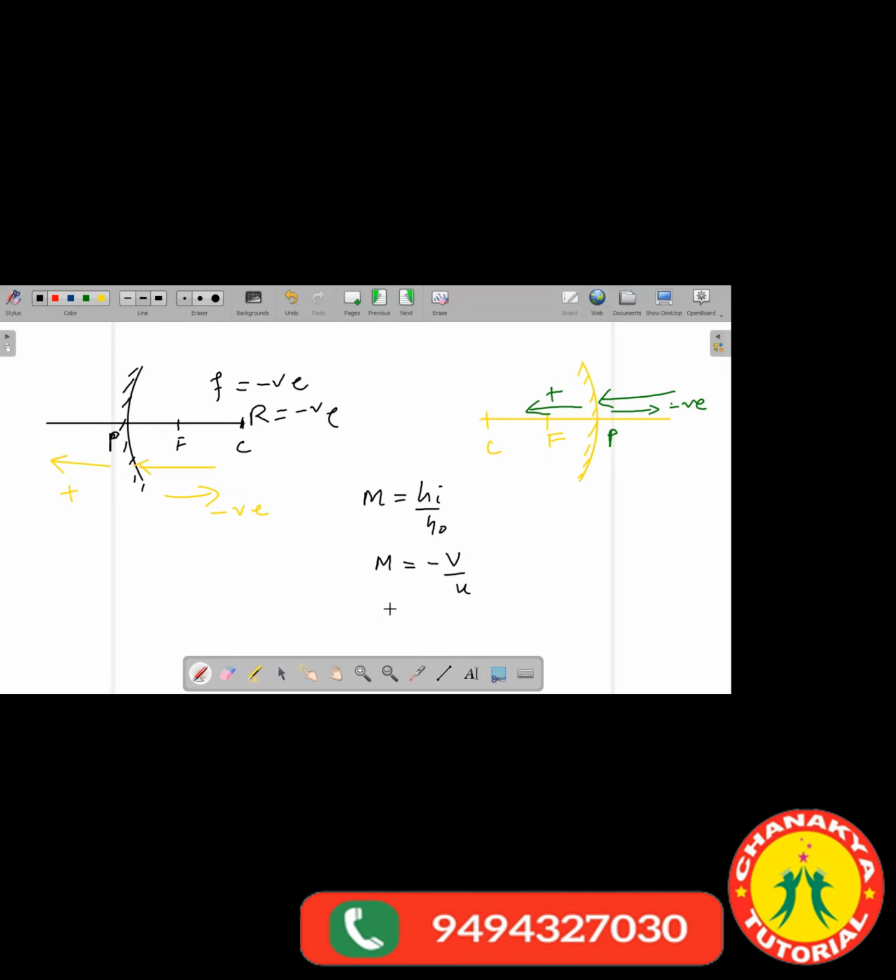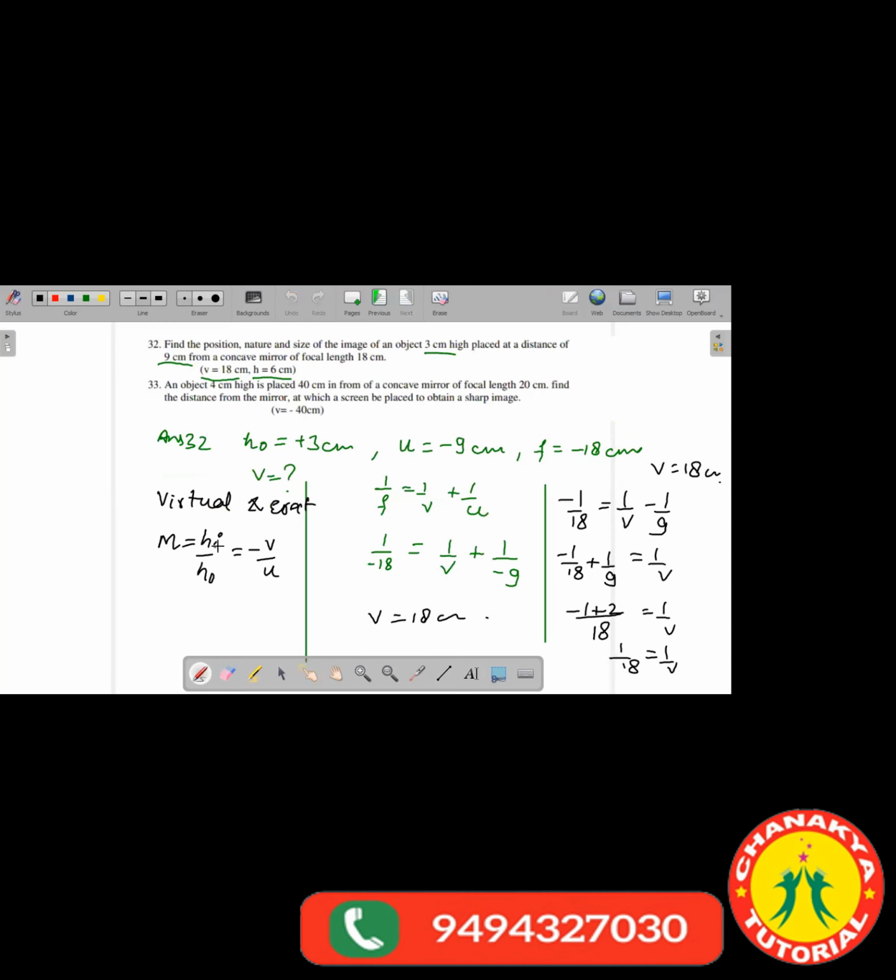Sir, magnification equals -2, sir. Okay, so put the values here. HI we want to find out. HO, the height of the object, is given to us, that is 3 centimeter. V would be positive, we have got plus 18. U is minus 9. So these cancel, you get magnification as 2. Multiply this 3 to the other side, you get your answer, height of image as 6 centimeter.